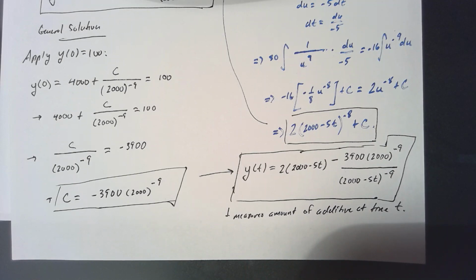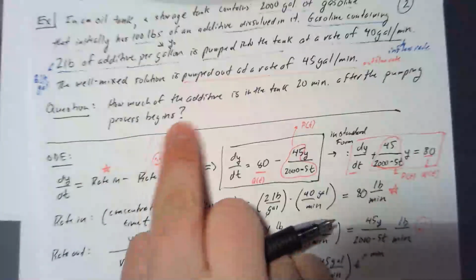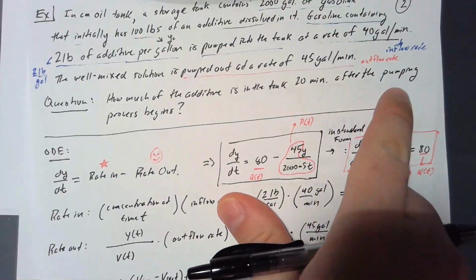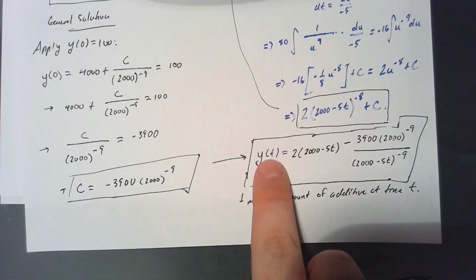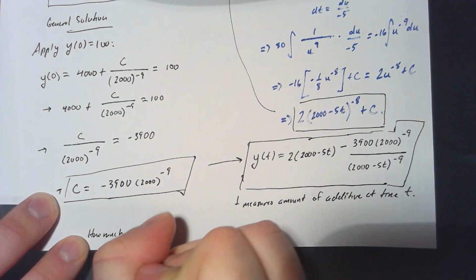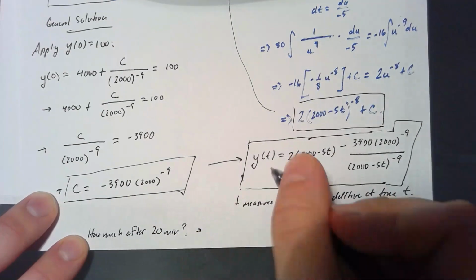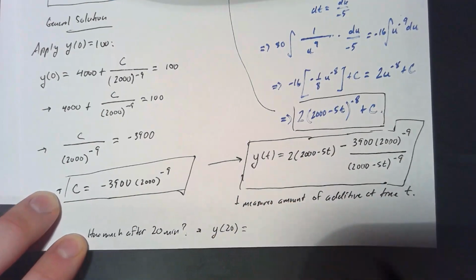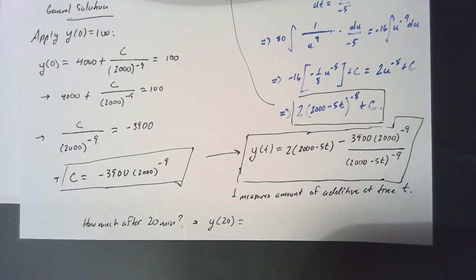Now, technically we're not done yet, because the answer to the question was what? How much additive is in the tank 20 minutes after the pumping process begins? So the final answer is plugging 20 in here. So how much after 20 minutes? Just plug 20 in there. That's just a basic plug and chug, right?